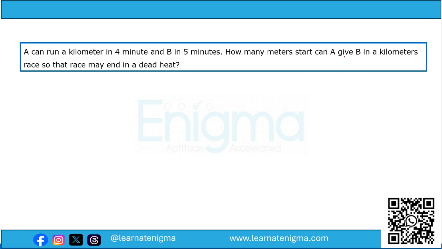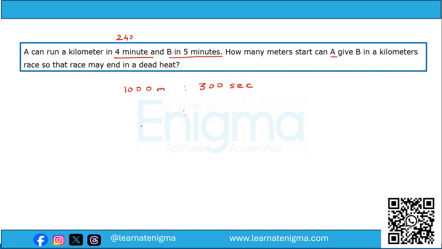Now, the time required for A, we can see, is 4 minutes. That means 240 seconds to complete the race. Now, B completes the race in 5 minutes. That means B covers 1000 meters in 300 seconds.